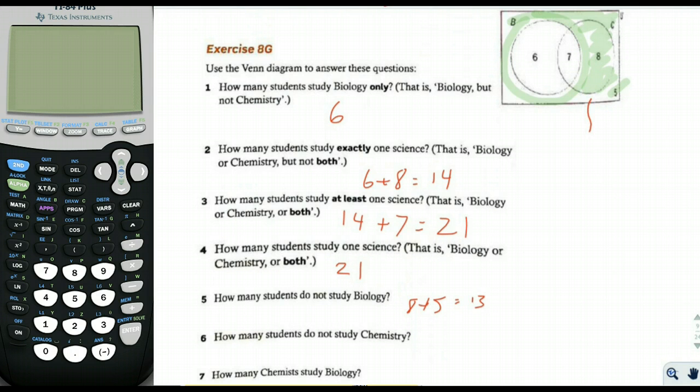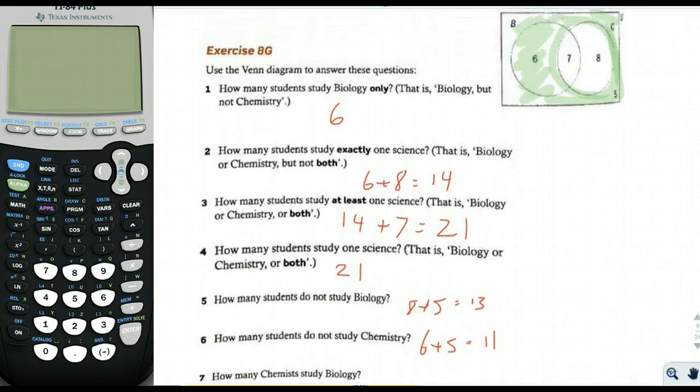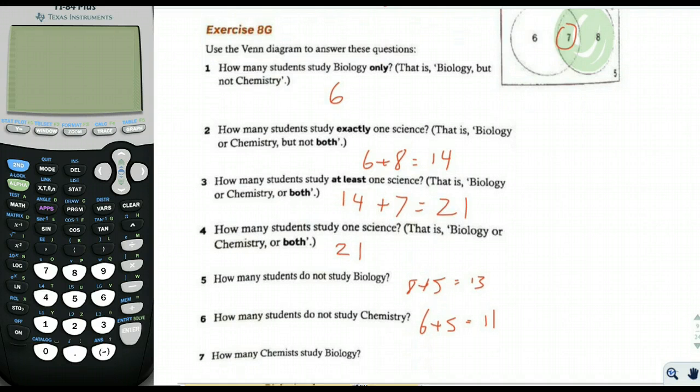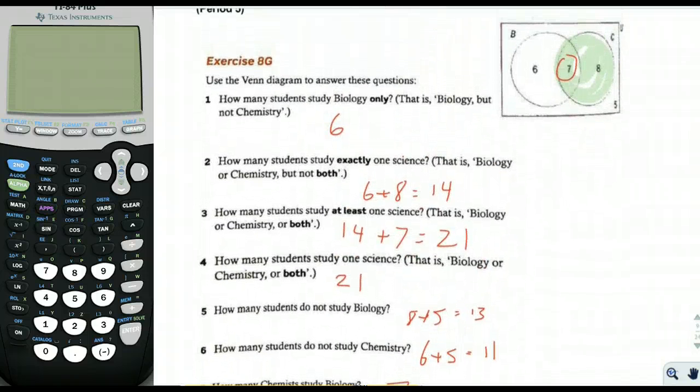How many students do not study chemistry? So that would be anybody outside this ring. Okay, so that would be 6 plus 5 equals 11. How many chemists study biology? Okay, chemists who also study biology. That would be just these 7. How many biologists do not study chemistry? Biologists who do not study chemistry. That would be just these 6.